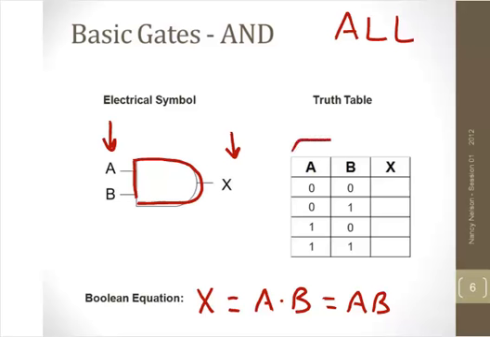Our truth table has to have all four combinations of our inputs, A and B. So we've got 0 0, 0 1, 1 0, and 1 1. And our output is going to be defined in our X column. Here we need all our inputs to be high in order for the output to be high. We only have one case that does that, right down at the bottom. So that's going to be high. All the others are going to be low.